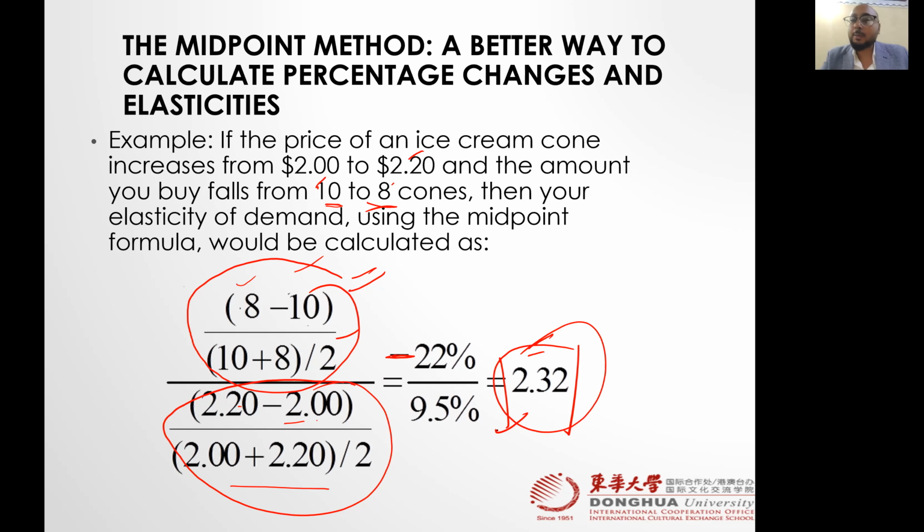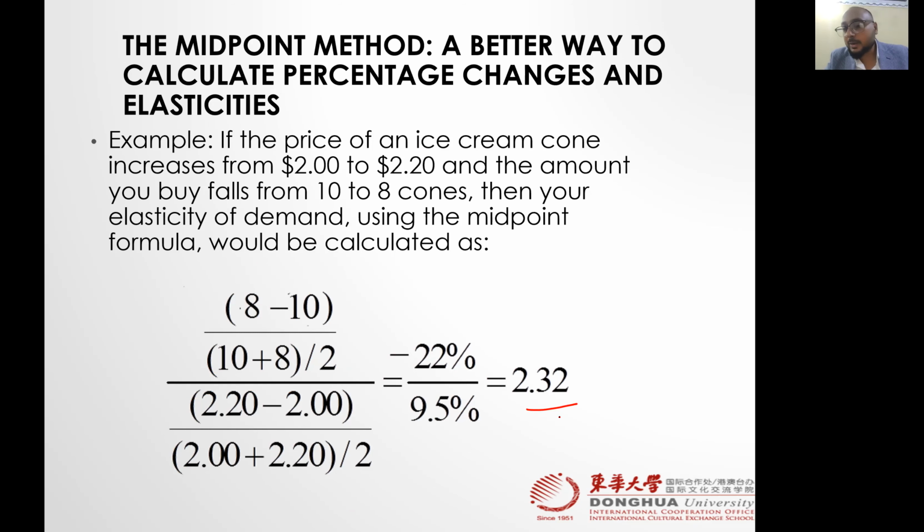So remember, it's greater than 1, which means, so an easy explanation is you make it 1 here. So what is the formula? Percentage change in quantity divided by percentage change in price.